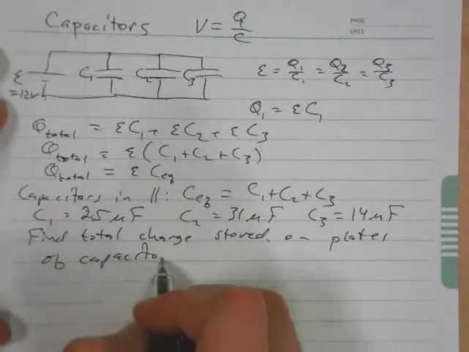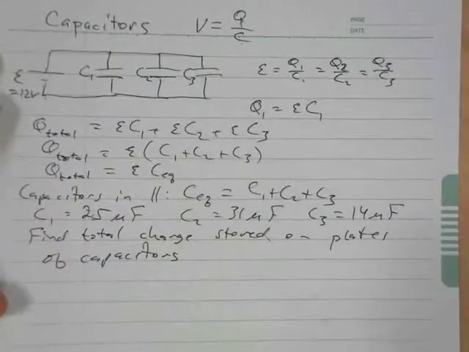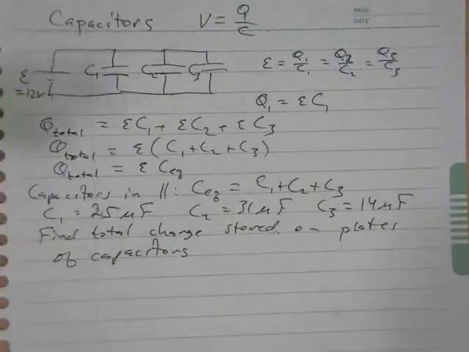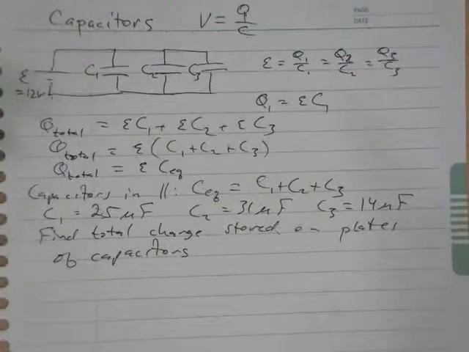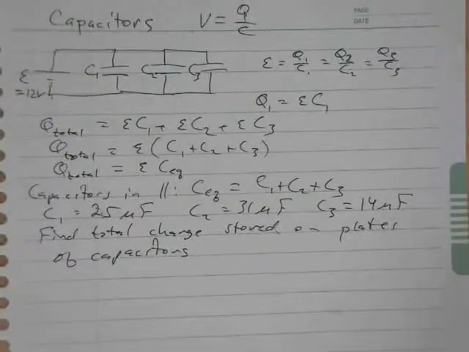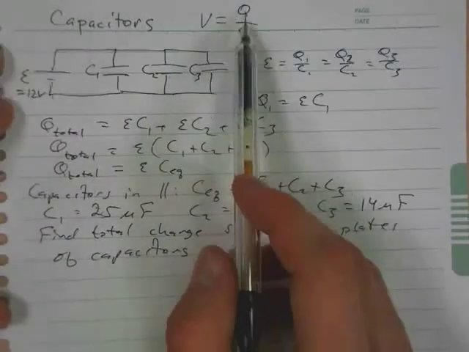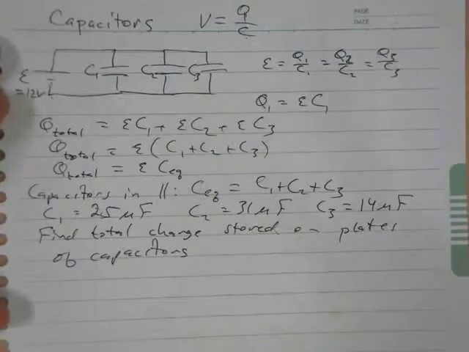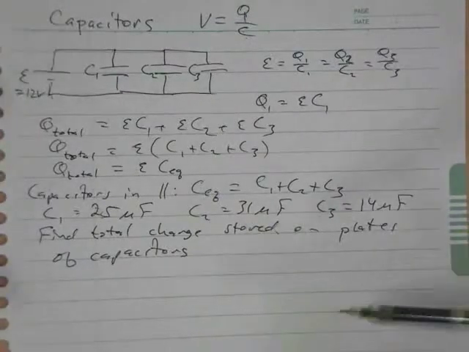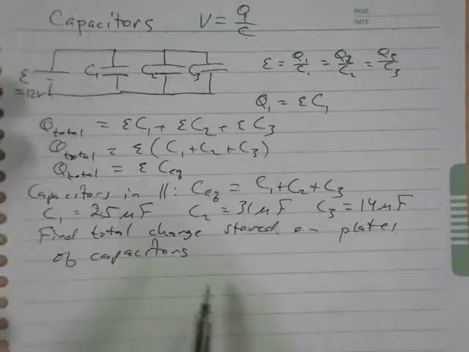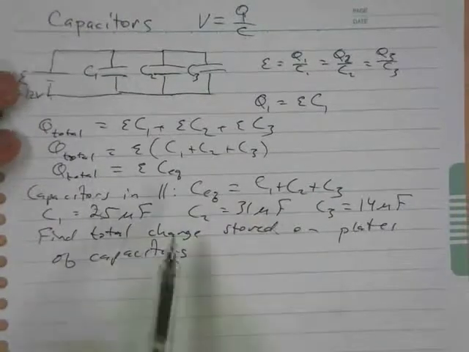Keep in mind that the net charge on a capacitor is zero. There's a positive charge on the top plate, negative charge on the bottom plate, and that's what we call the Q in our formula here. But keep in mind that the net charge is still zero. There isn't a net charge. So that's a simple matter.